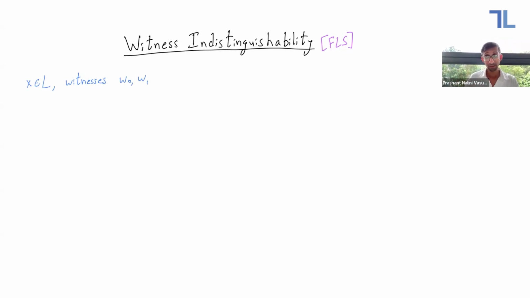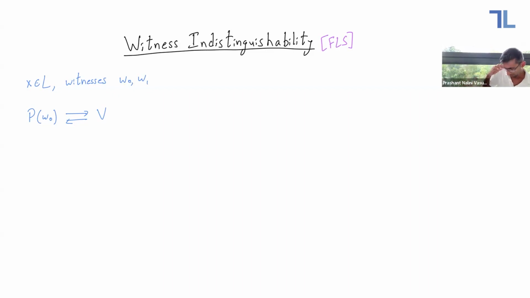So imagine you have again some language L, some NP language L, and there is an instance X of the language that, say, has two witnesses, W0 and W1. It could have many, but pick any two of those. An interactive proof system for the language L has to have the completeness and soundness properties. But beyond that, it has to have the following property. The language has an efficient prover that is given a witness, and then the interaction happens, right?